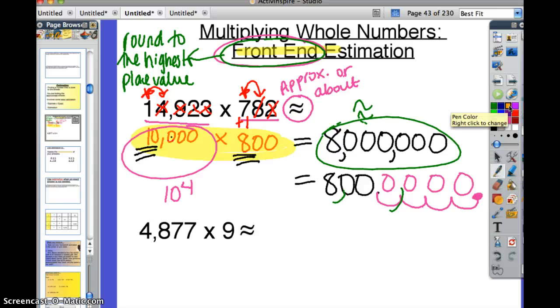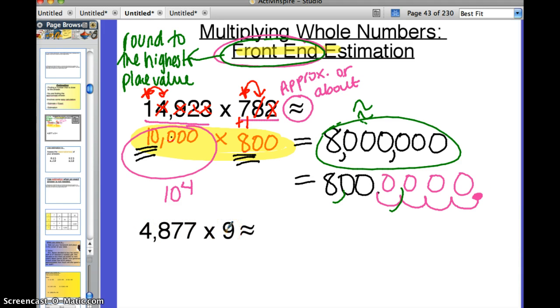For this, 4,877 times 9. Again, we're using front end estimation. That means that we are rounding to the highest place value to make our number super easy to work with. Okay, so we would round 4,877 to the nearest 1,000, right? Look at the hundreds place. It's almost full. So we're going to fill it up and create a package in the thousands place. Clear out those places. So we end up with 5,000.